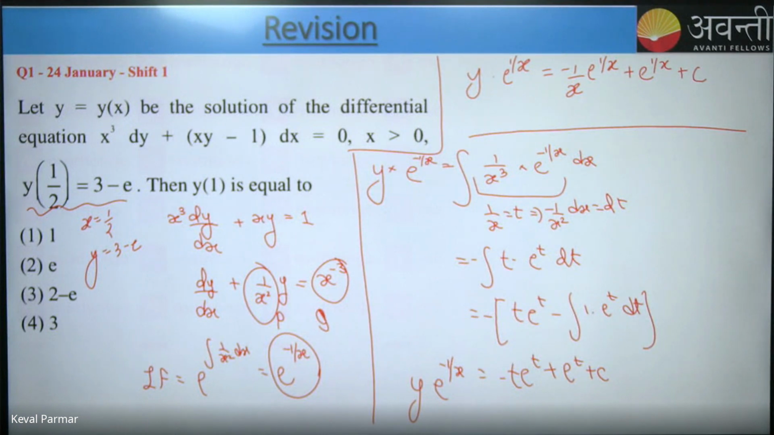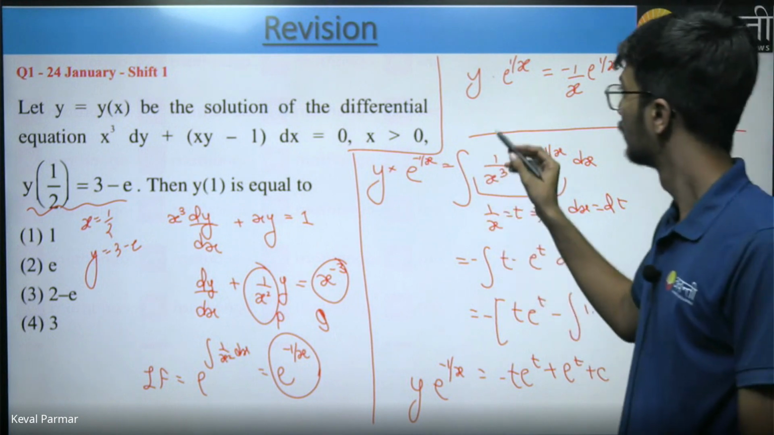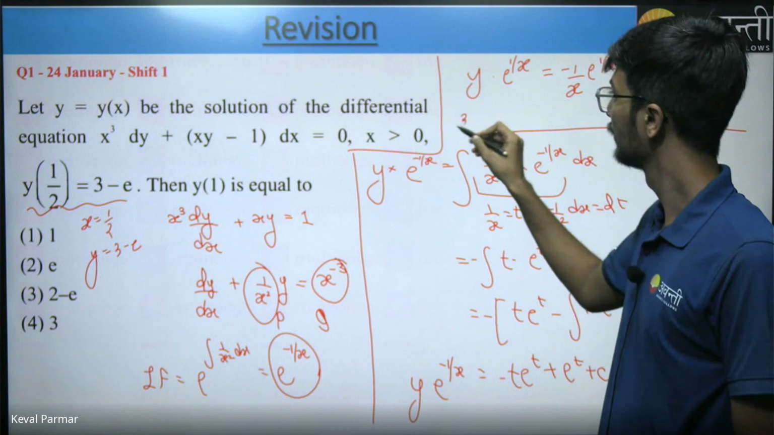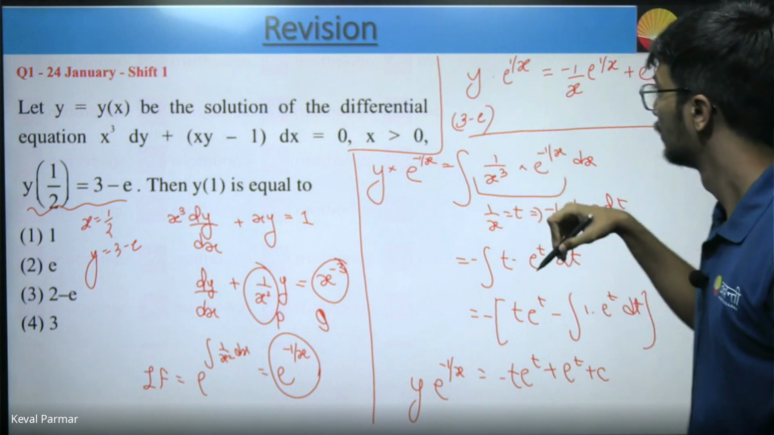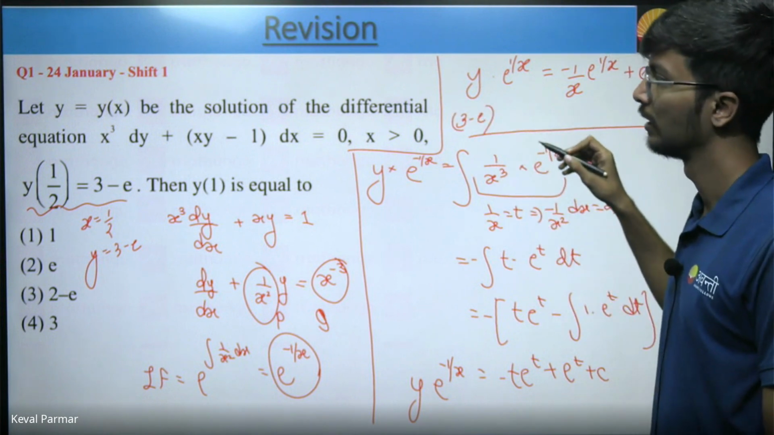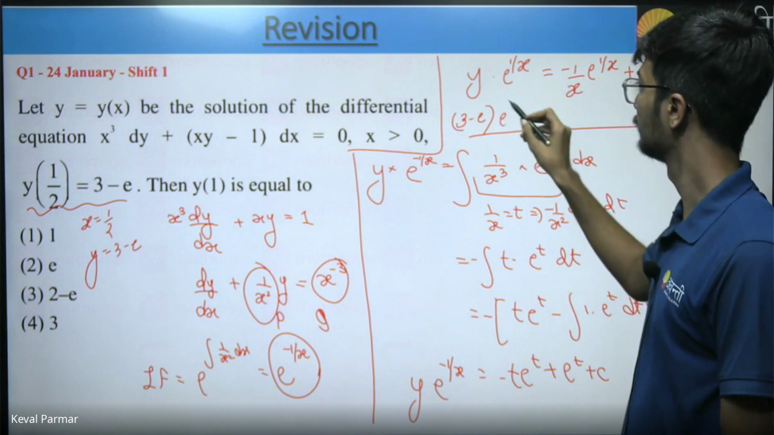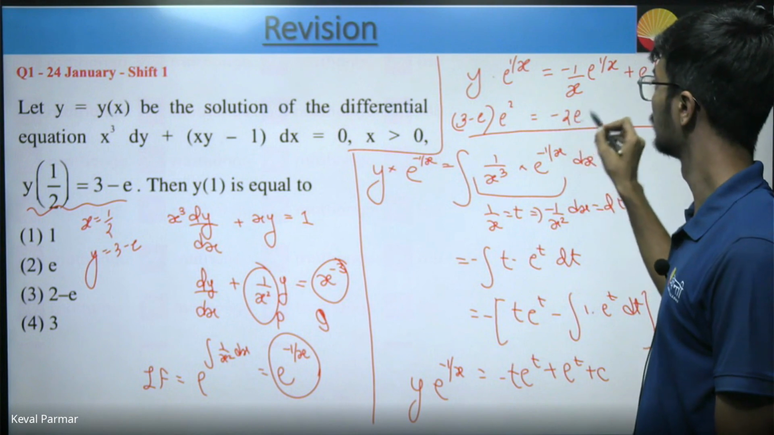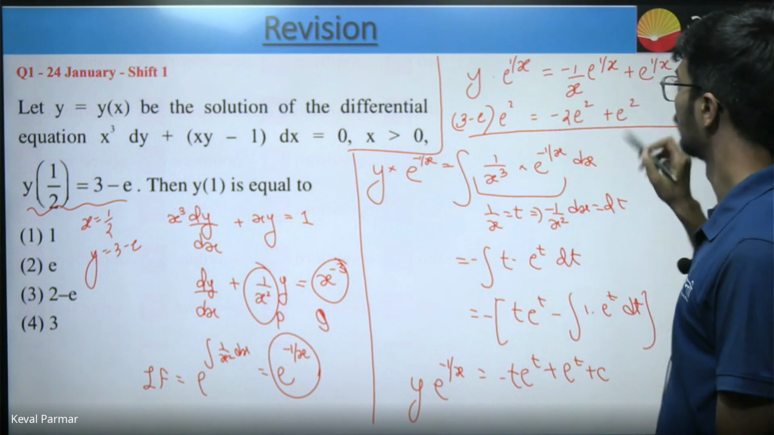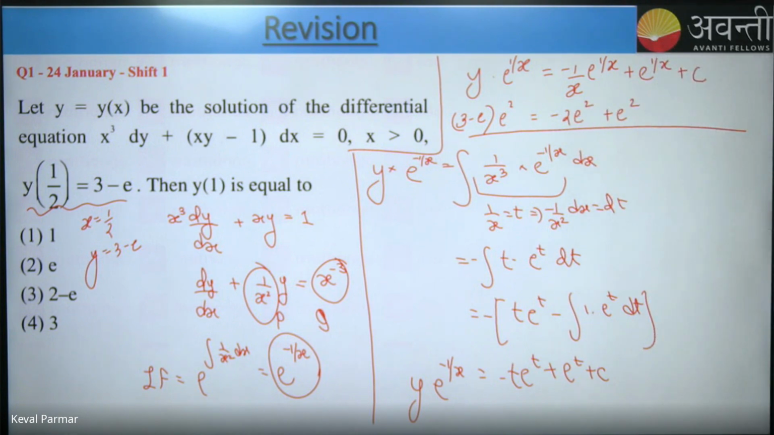We put x equals to half. So let's put x equals to half here. y will be equal to 3 minus e. x is half, 1 by x will be 2. e square minus 2 e raised to the power 2 plus e raised to the power 2 minus e square.